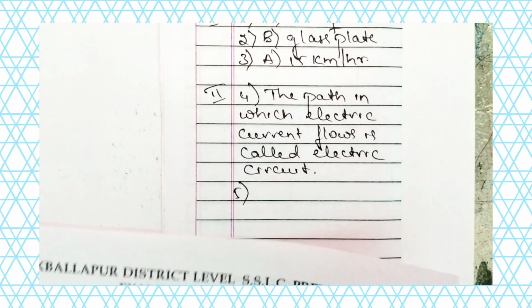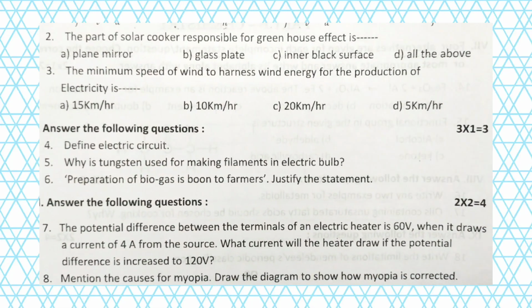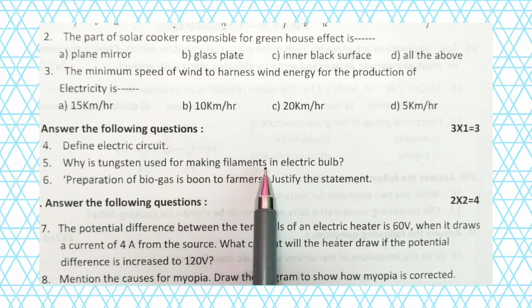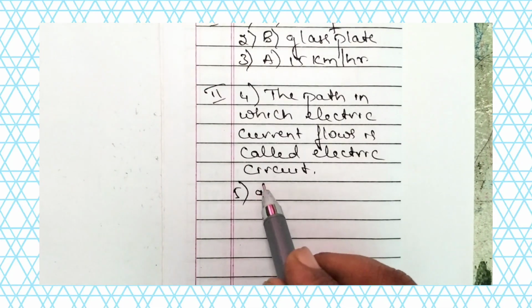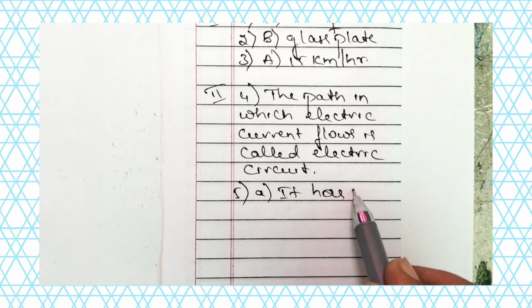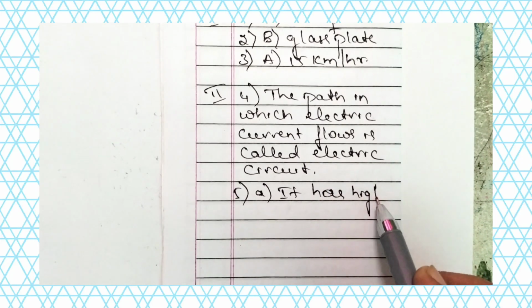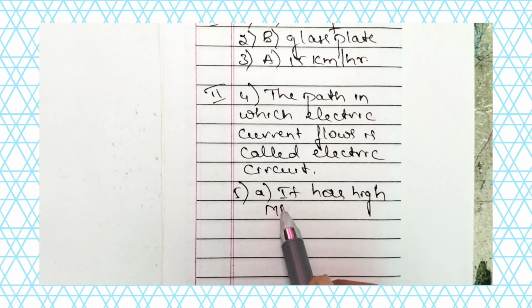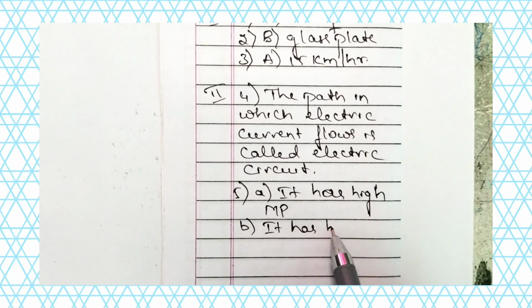Then coming to the fifth question, why is tungsten used for making filaments in electric bulbs? So the right answer: the first one is it has high melting point. Second one is it has high resistivity. For 1 mark it's enough.